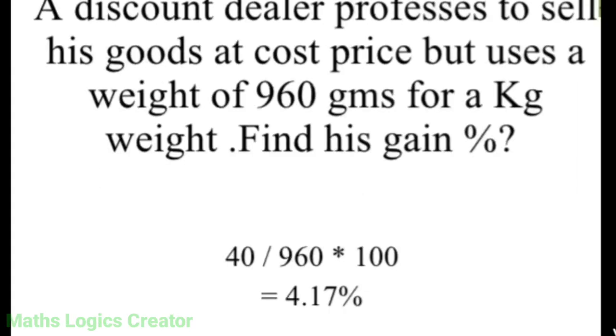The next question: a dealer professes to sell his goods at cost price but uses a weight of 960 grams per kg. Find his gain percent. Generally we have 1000 grams per kg, but a false dealer cheats his customers by giving 960 grams per kg. So the profit is, for every kg he gains 40 grams. So 40 is the gain, and 40 by cost price 960 grams, 40 by 960 into 100. The gain he is going to get is 4.17%.